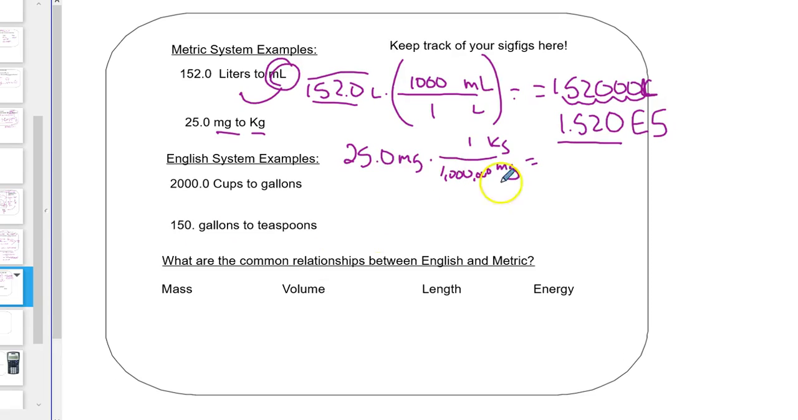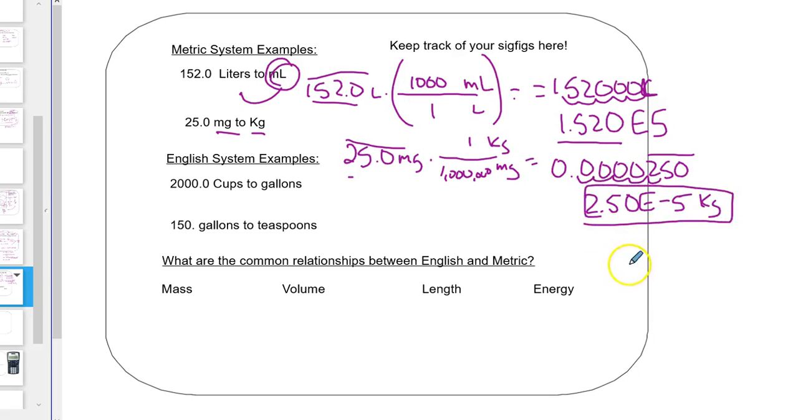is 0.000025. So now 1, 2, 3, 4, 5. If I want to show sig figs, I can leave it just like it is. I need 3 sig figs here, and I have 3 sig figs right here. I could also write this as 2.50 e to the negative 5th, and it would be in kilograms.